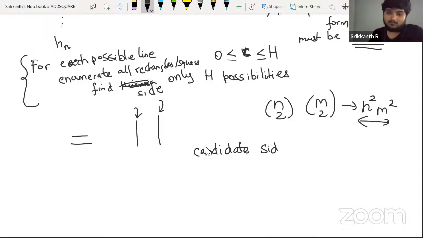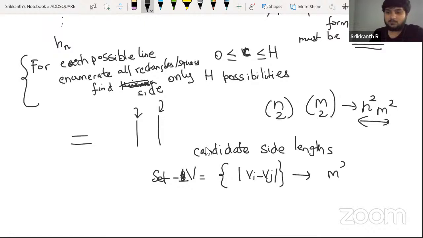Okay, so let's say, or I'll call it set B, is the set of all differences. Okay, and this is only m squared. So go over all pairs of vertical lines, find all the differences. So these are candidate side lengths for squares. Okay. So every possible square that happens in the diagram must have a side length of one of these values, right? Because these values are the lengths of all the rectangles that are found in the diagram. And so if any square exists in the figure, it must be one of these, okay?